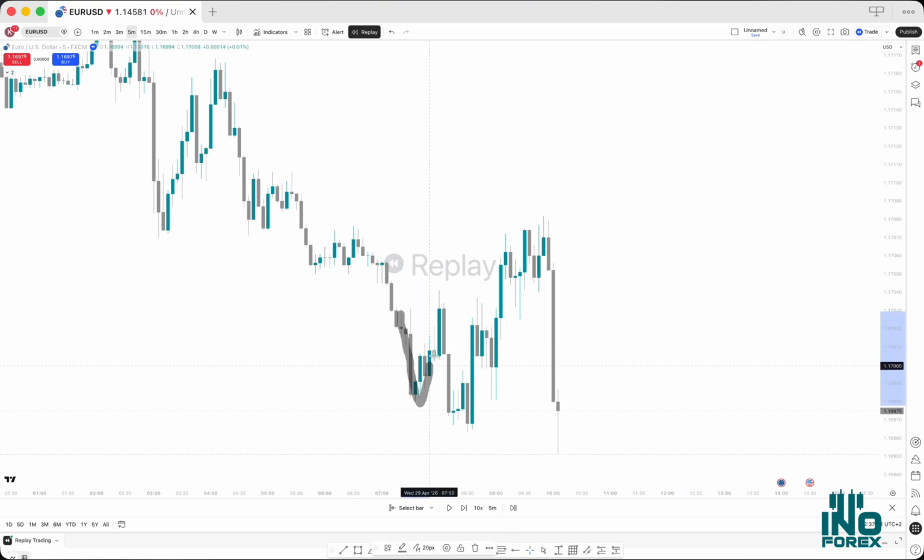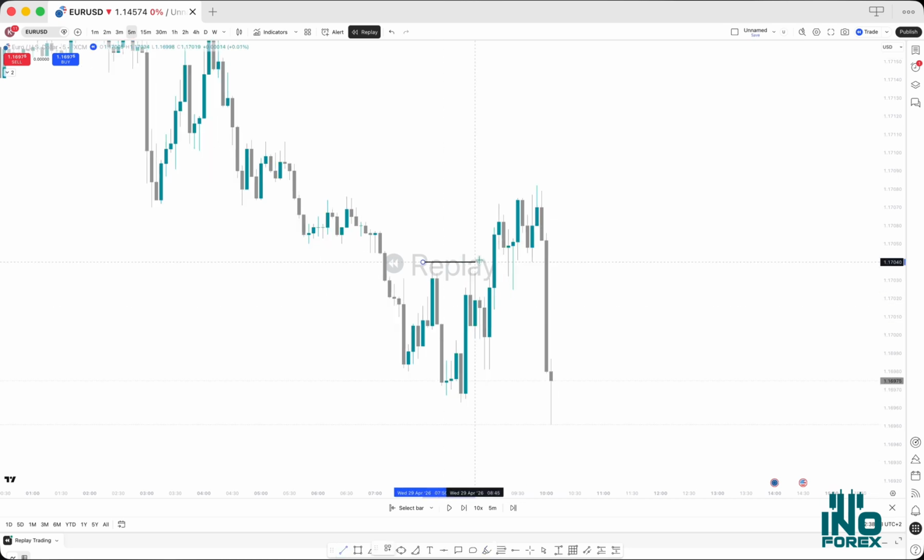Here the market creates a pullback and then pushes to the downside. When you're going to mark inducement, you mark the recent high. You mark the recent pullback from the lowest point. From here to the upside, our recent pullback is this one. As you see here, this is inducement.